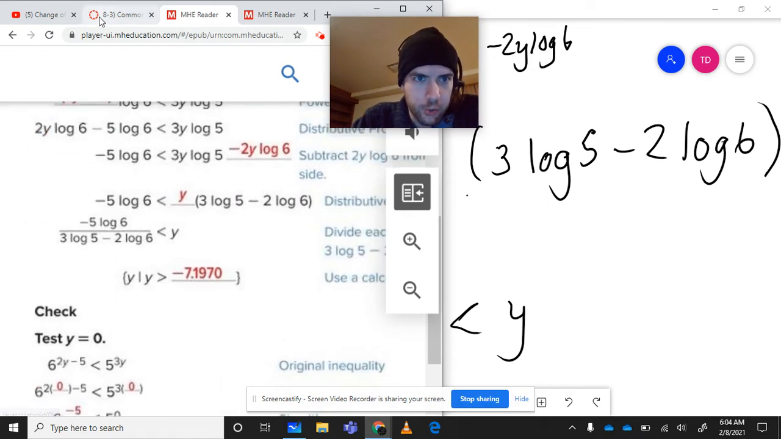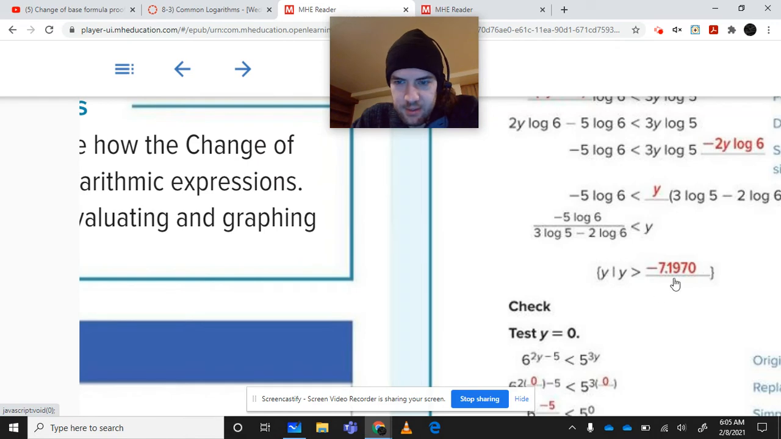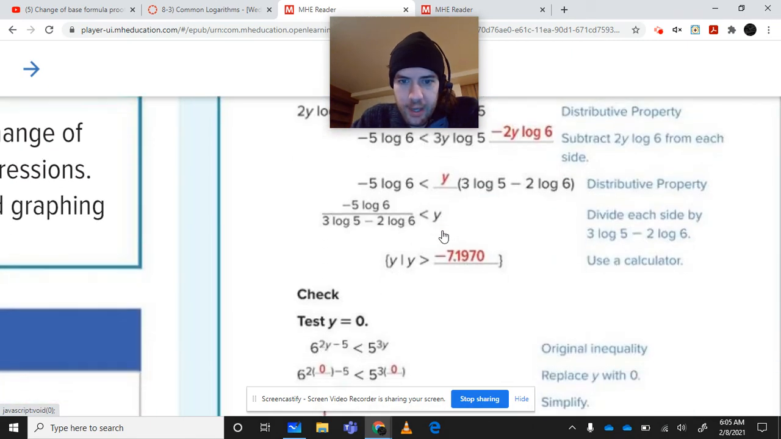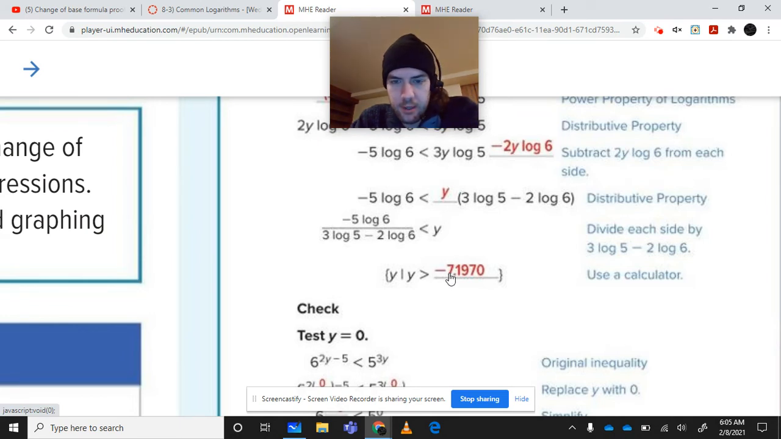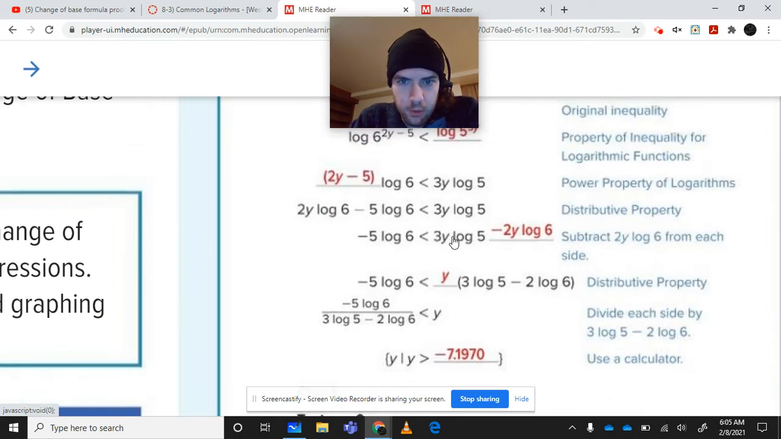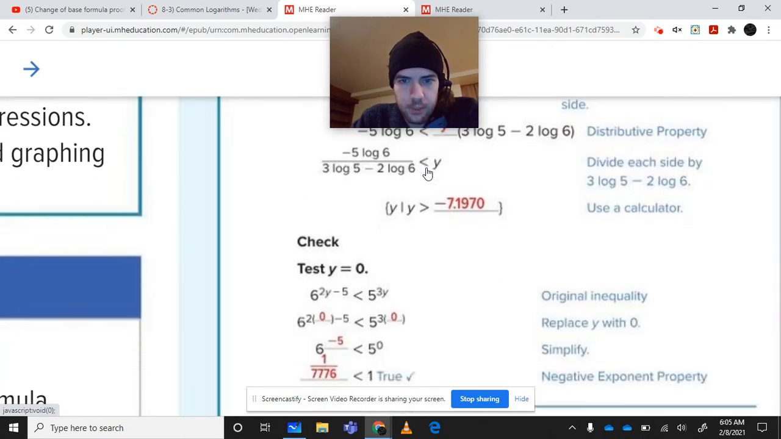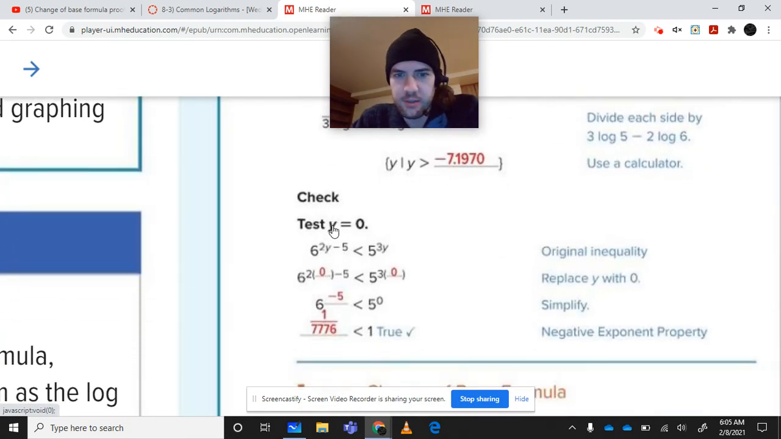Now, there's a portion below that that says test that is going to work. Test that this solution is right by putting in a value that is greater than negative 7.19. So this is saying that this inequality is true whenever y is greater than negative 7.19. So if we put in like negative 7 or negative 6 or negative 5 or negative 4 or negative 3, anything bigger, if we put in any of those values here, what this simplifies down to should be a true inequality. So they suggest testing y equals 0.